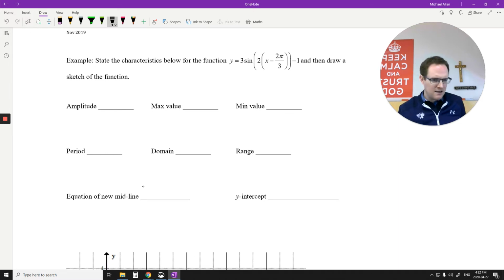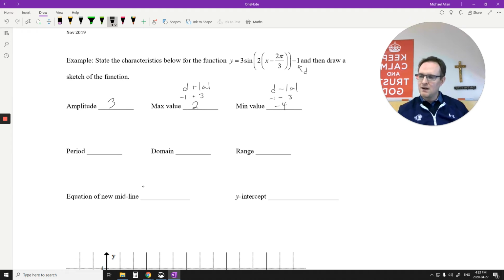I didn't start my timer on this one. Okay, so my amplitude is 3. My max value, like I was saying before, is my D value plus my amplitude. My min value is my D value minus my amplitude. My D value for this was -1. My amplitude is 3. So my max value is 2, sorry, not min value. And I'm going to minus 3, so my min value is -4.